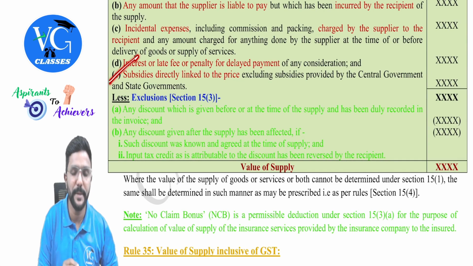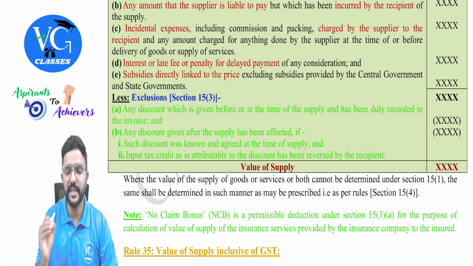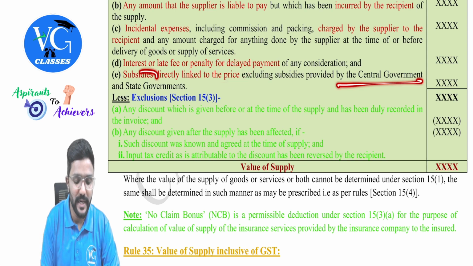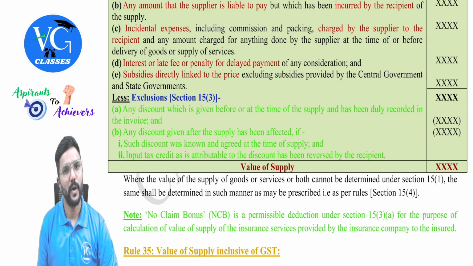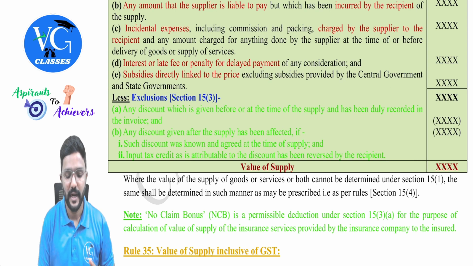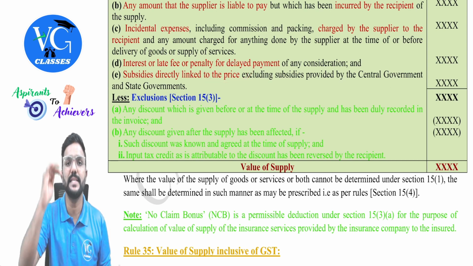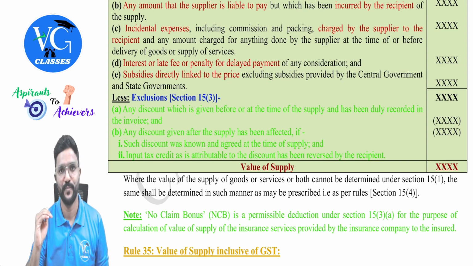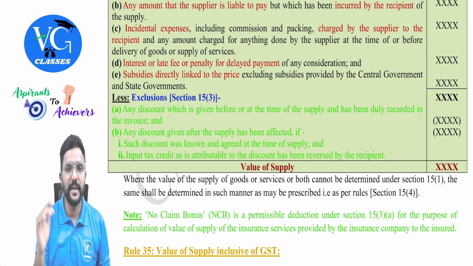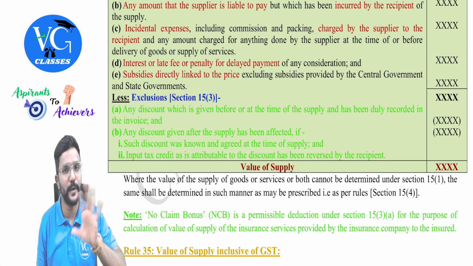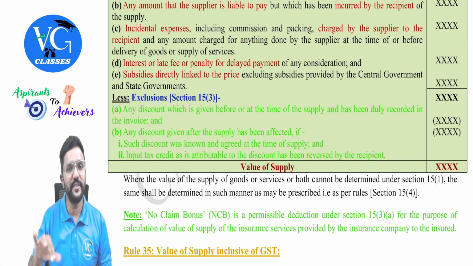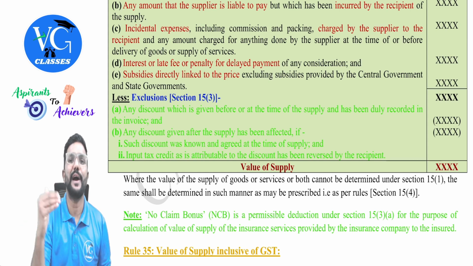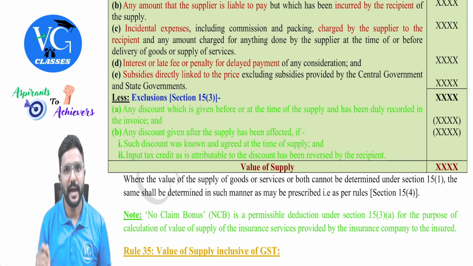Then coming to clause E, subsidies directly linked to the price, excluding the subsidies provided by the central government and state government. Okay, guys, if there is a subsidy given for a product and the price is linked to it, meaning because of the subsidy the selling price has been reduced, and if it is given by the central government or state government, don't add it. Sir, what if it is given by others? Then we need to add it, guys.